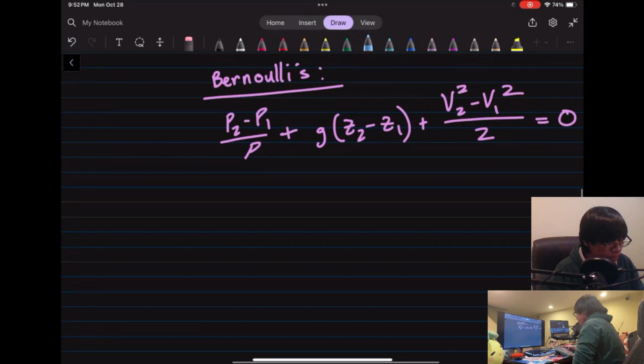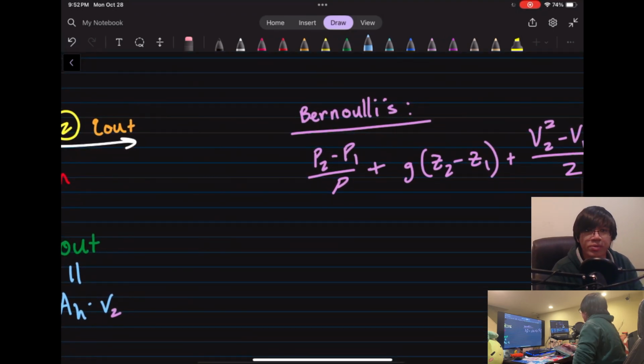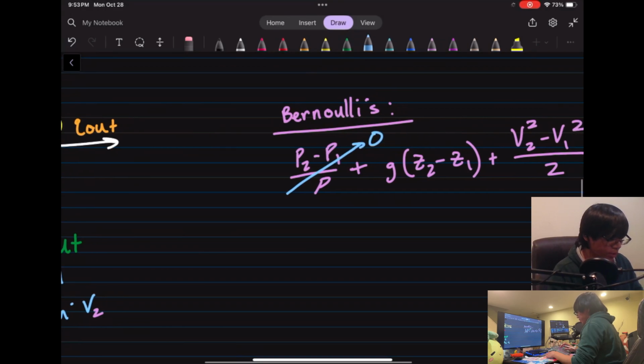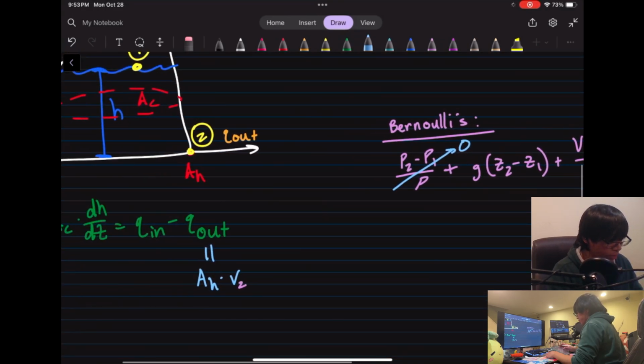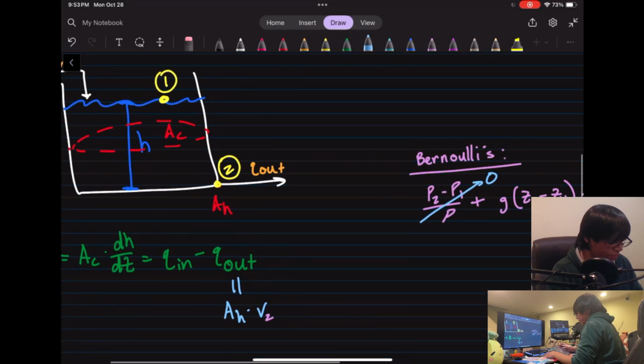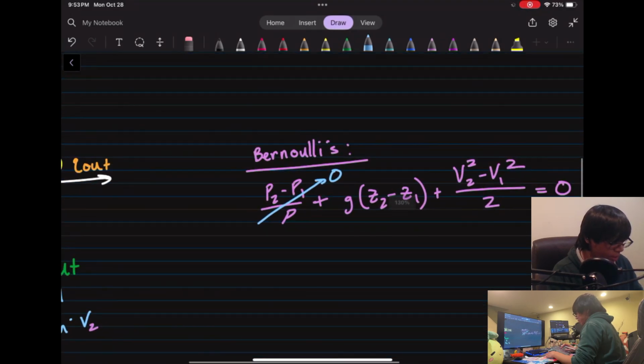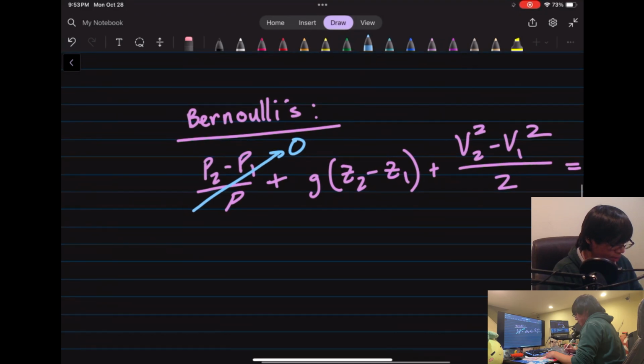Remember we said in our previous problem, and it applies to this one as well, both points are open to atmosphere, so there's no change in pressure here. Keep hitting my mic, sorry. Yeah, there's no change in pressure here, so that's 0. And remember the difference between point 2 and point 1, well, that's a negative value. If we determine it by h, that would be negative h, so something like negative gh.